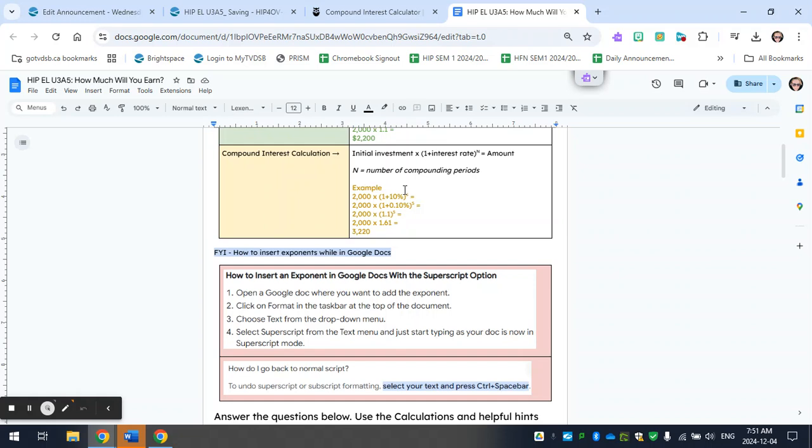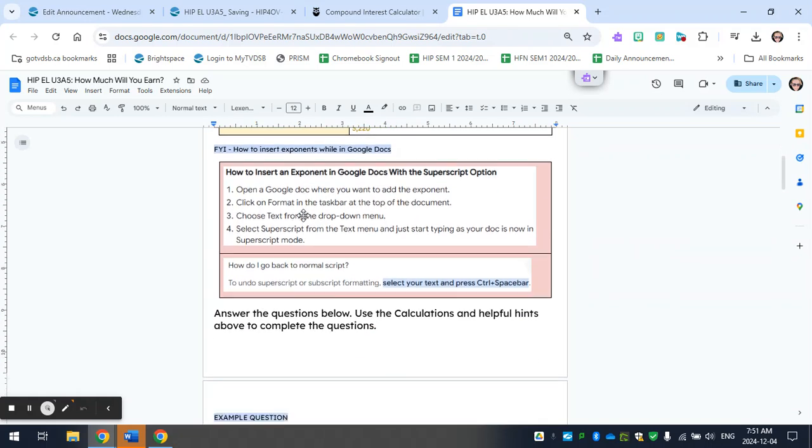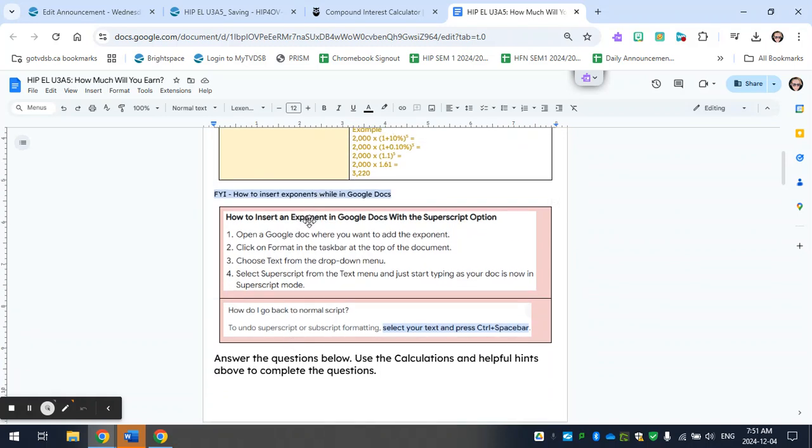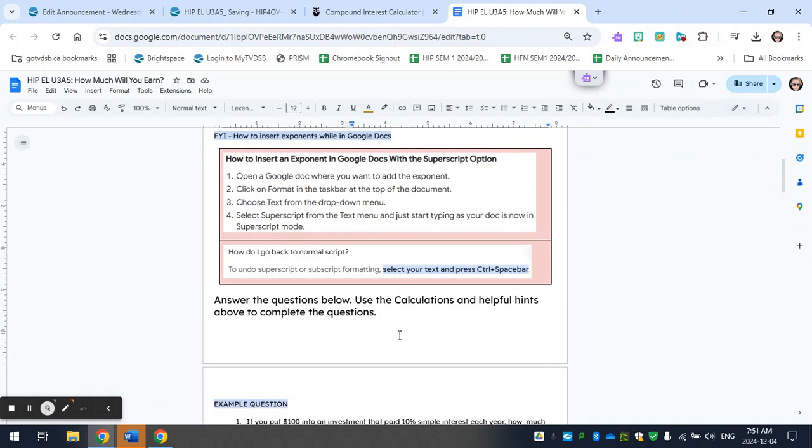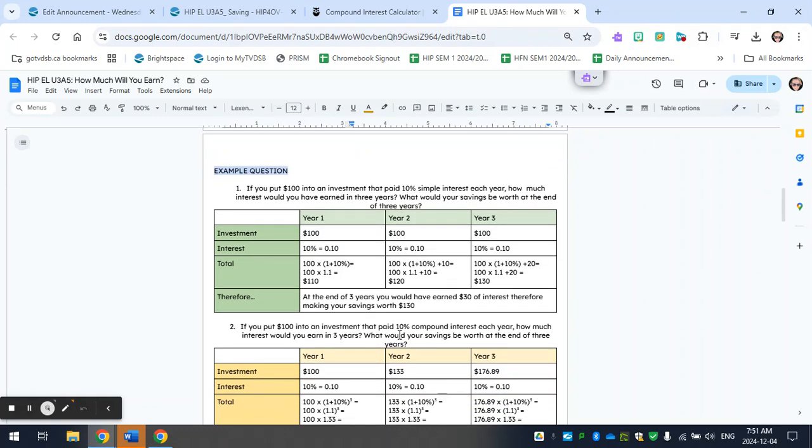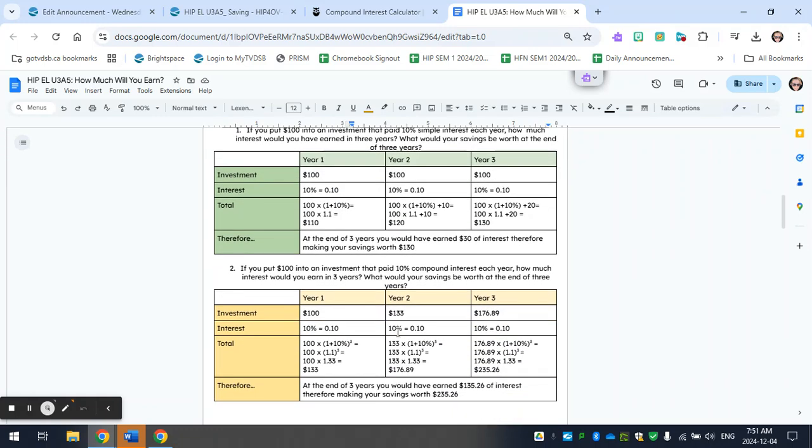You will need to put exponents into your work. So I did list here how to put exponents in Google Docs with the subscript option. Follow these steps in order to put these little exponents in. You're going to answer the 3 questions below, and I gave you 2 examples of what your work should look like by the end. If you want to get full marks for each question, this is the outline you should follow.